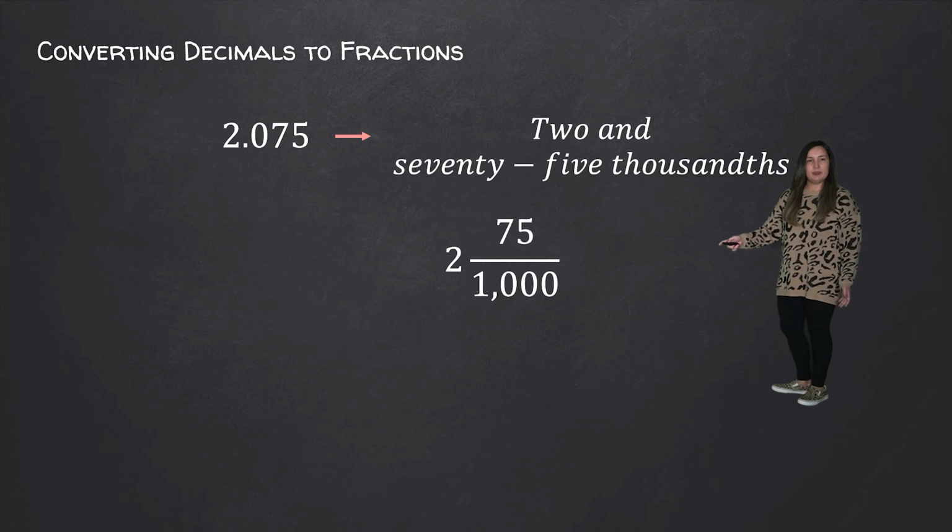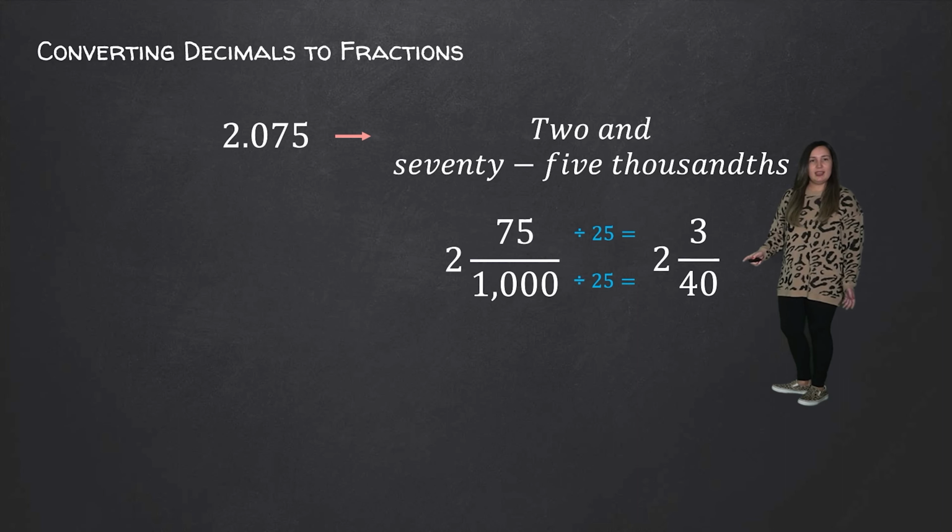Now, we can simplify this fraction if we divide both the numerator and the denominator by 25. 75 divided by 25 is 3. 1,000 divided by 25 is 40. So 2 and 75 thousandths is equal to 2 and 3 over 40.